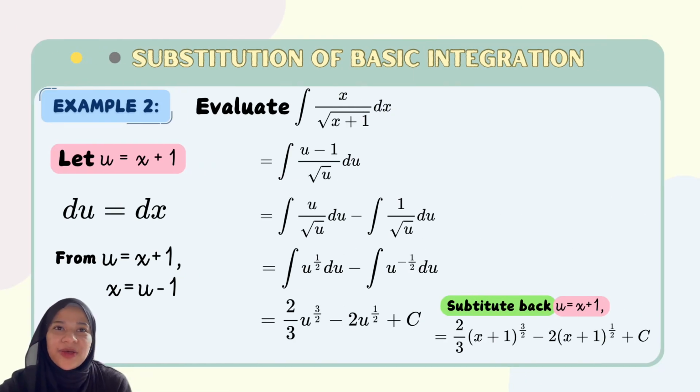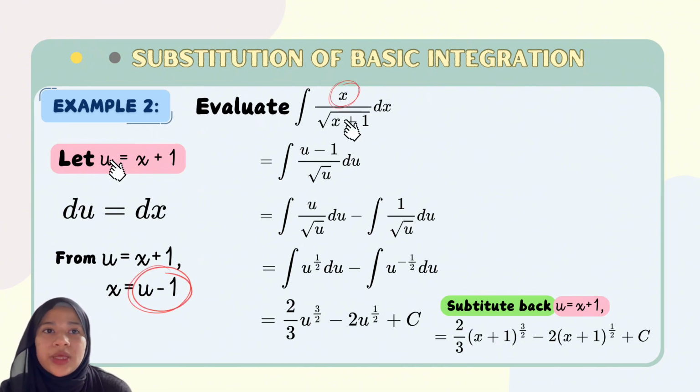Okay, let's go to the last example of basic integration. In this example, we have: evaluate the integral of x over the square root of x plus 1 dx. As usual, we let u equal x plus 1, and then we differentiate, we get du equals dx. And from u equals x plus 1, we get x equal to u minus 1. Then we substitute all of the u substitution into the question. So we get the integral of u minus 1 over the square root of u du.